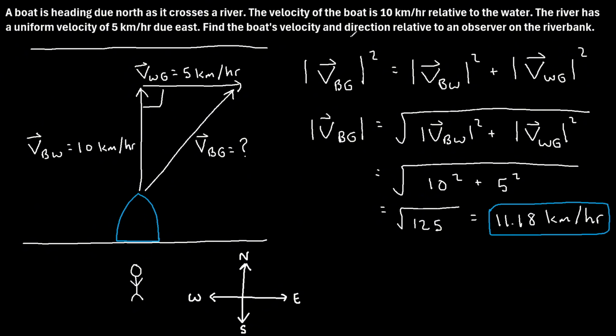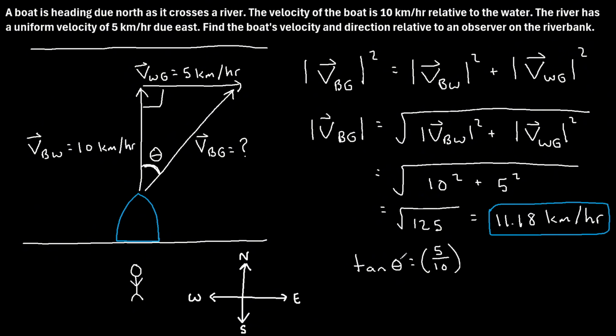Now we also want to know the boat's direction relative to the observer on the riverbank. So in other words, we want to know what is this angle right here. So the boat is heading north, but it will drift east. So we want to know what angle this is going to be relative to this observer's point of view. So there's a few different ways to find this angle. One way to do it is to recognize that the tangent of this angle is going to be equal to the opposite side of the triangle, which would be this side right here, divided by the adjacent side, which would be this side right here.